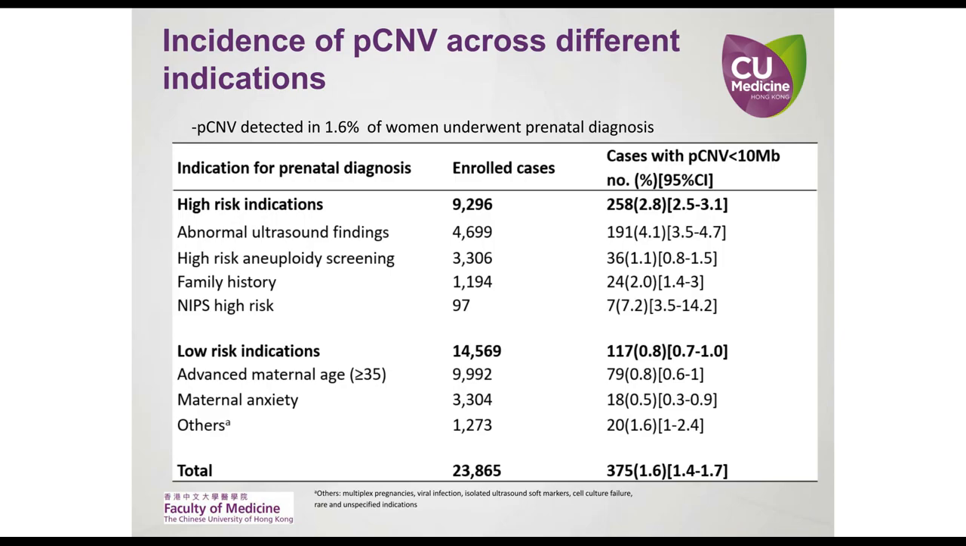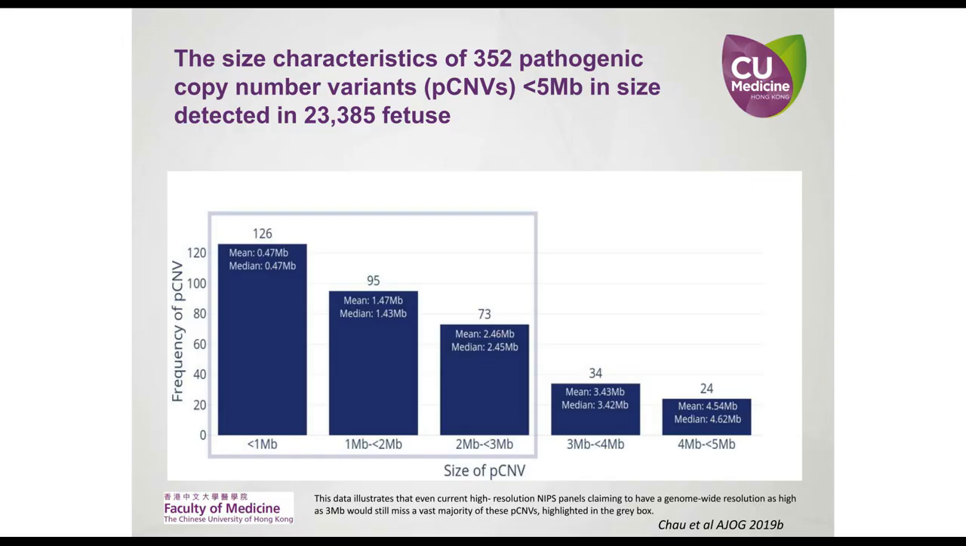Okay, so that's why we need to choose a good resolution array, because looking at these pathogenic copy number variants, most of them have a median size of only around 0.47 million base pairs. So you need a good resolution so you can detect all of them. Of course, every technology has its limitations.